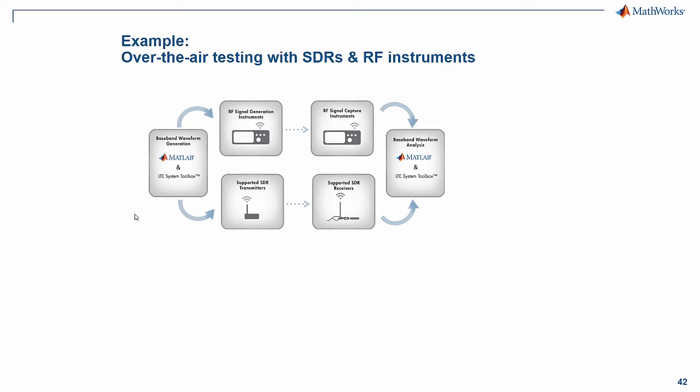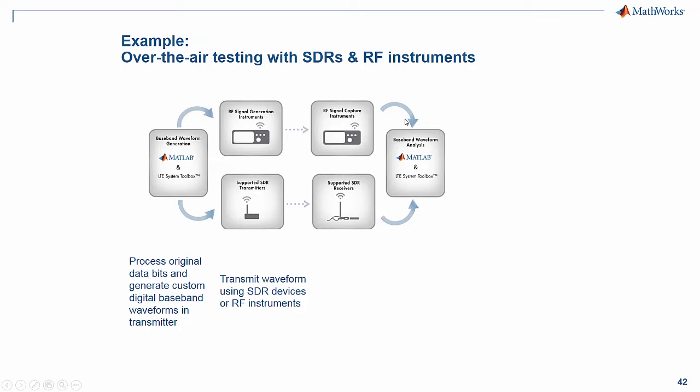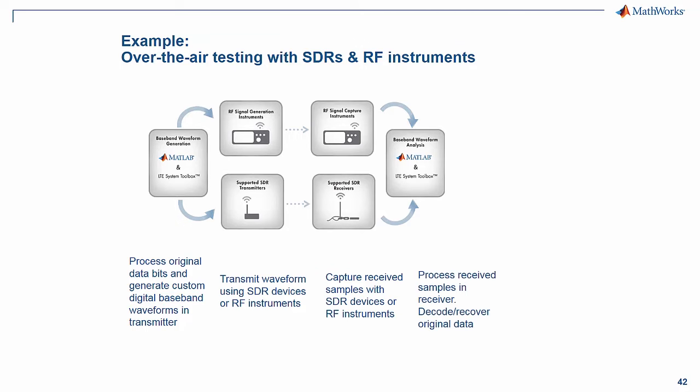Okay, so that's the baseband signal waveform generation happening on the transmitter, and baseband waveform analysis happening on the receiver. Okay, so those are the steps. We'll try to record our sound, process these data bits, generate a custom baseband waveform, transmit the waveform using SDR devices, capture the waveform using SDR devices, and process the received samples on the monitor. Okay, so let's see how this is done.